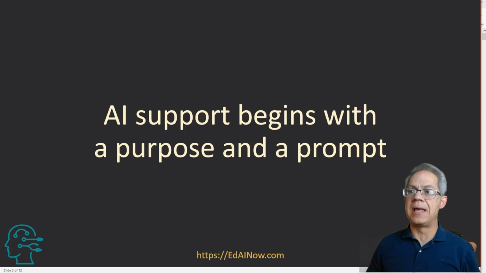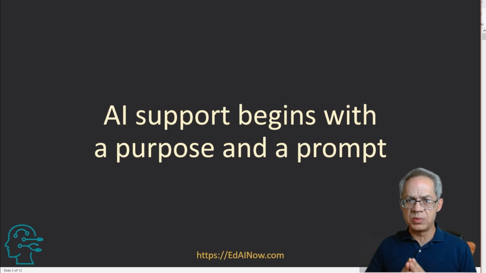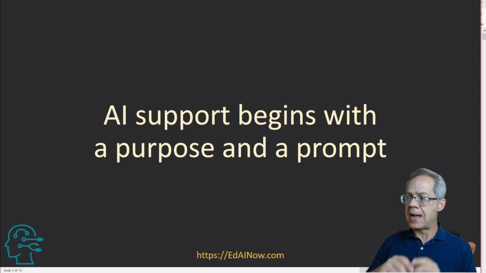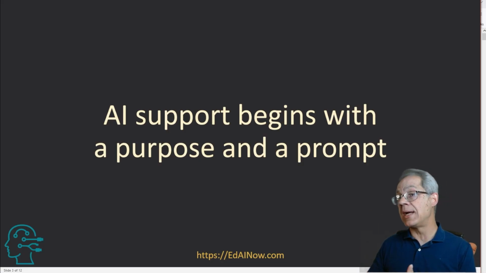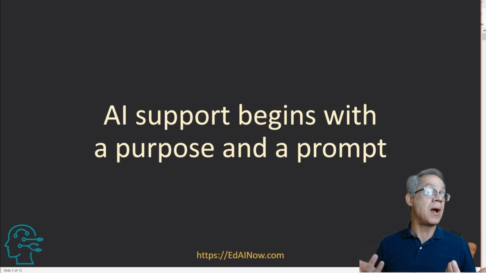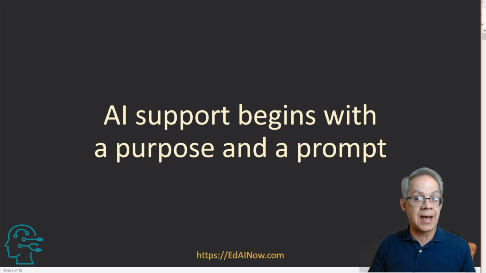Let's take a look at an example. We're going to start with two things. First is we start with a purpose. What are we trying to accomplish? I'm going to do this task. Why am I doing it? What's the point of the task? And only you can decide that. And then we create a prompt, which is the instructions I'm going to give to the AI to help me to accomplish that purpose.